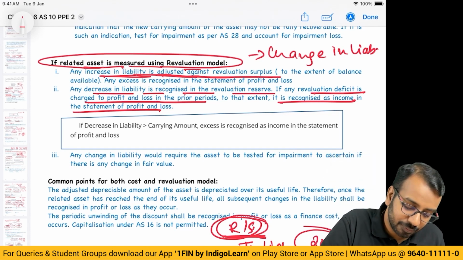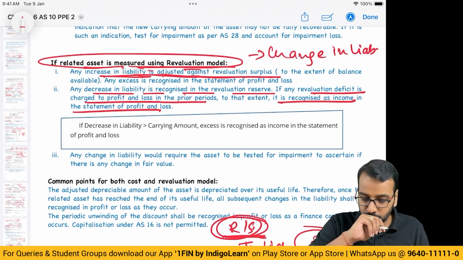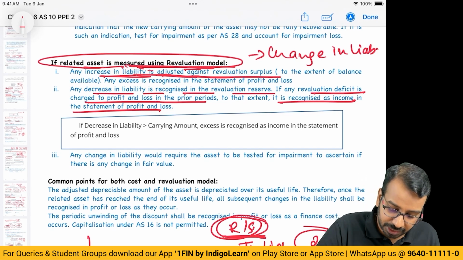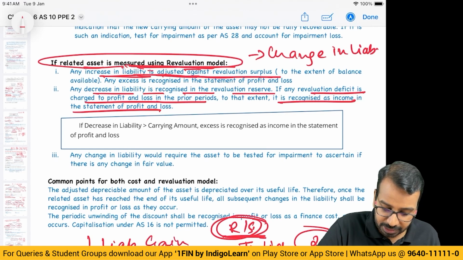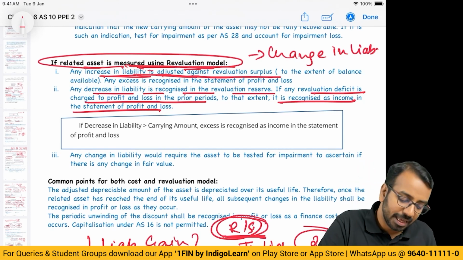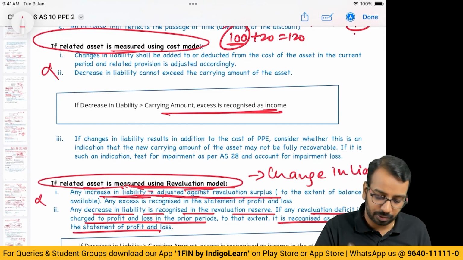So if you are using the revaluation model, again, if there is a decrease in liability, it is a gain. If it is an increase in liability, it is a loss. Think of it as a revaluation gain or loss and do the treatment. This is not very important from examination point of view, so don't break your head on this.